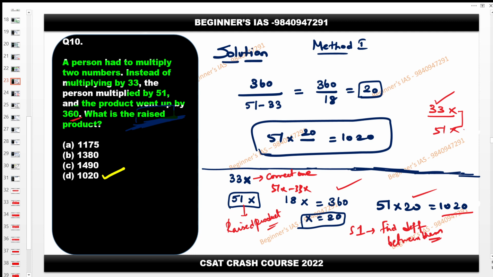Which means the difference is nothing but 360, sorry, not 380, 360. What would be the difference? 18x is the difference, which is 360, then x is equal to 20. The question here is what is the raised product? Raised product means 51x. The original product means 33x.